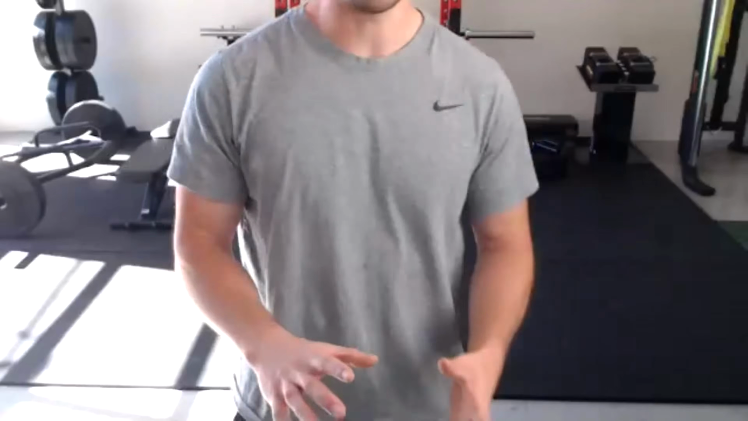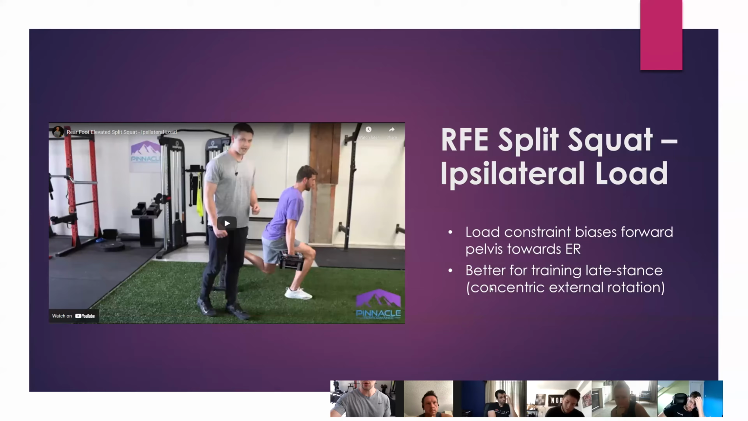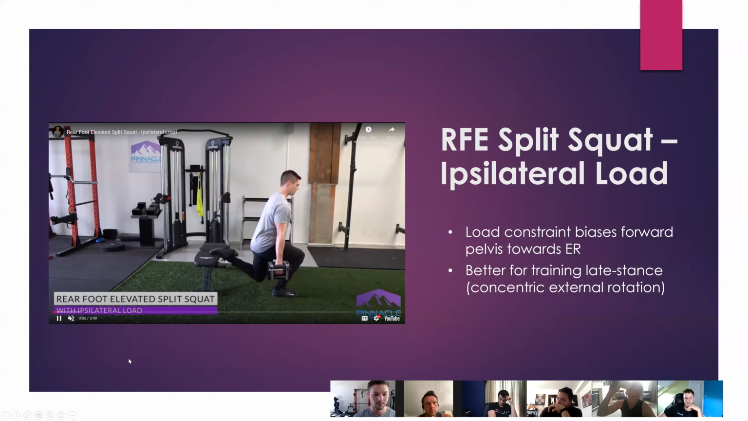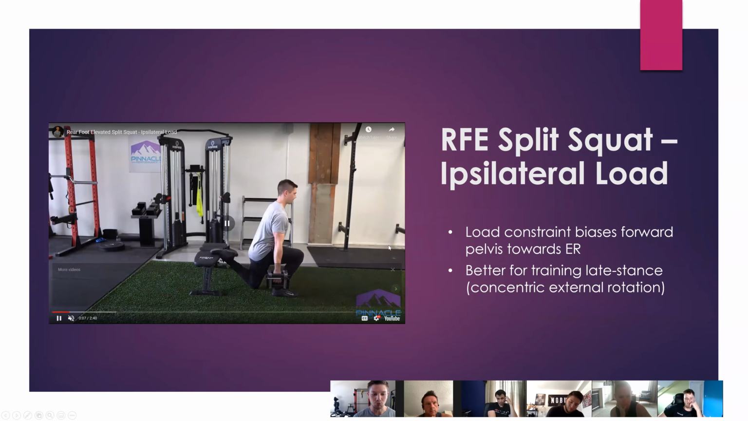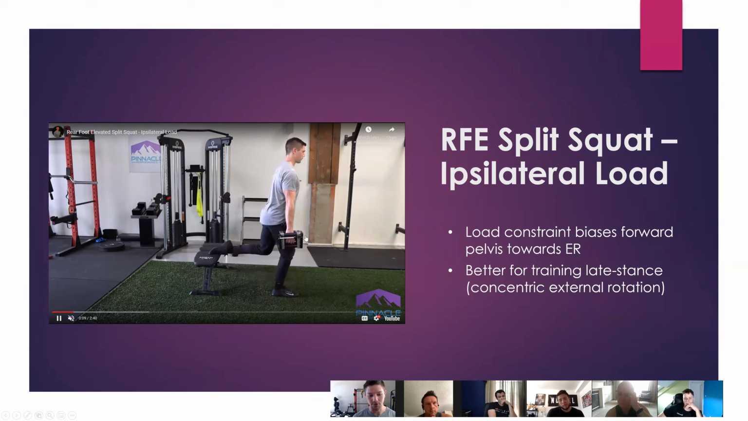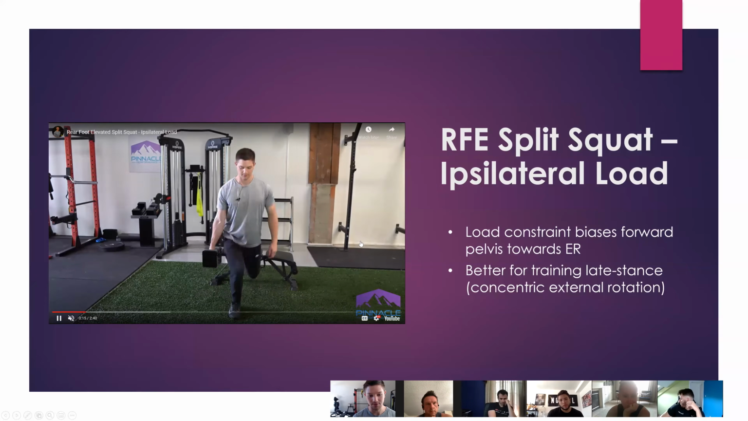So if we wanted to train more of that propulsive concentric external rotation, then a rear foot elevated split squat is a really good way to do that. You're going to get more propulsive activity here with an ipsilateral load. You're going to be driving even more of that. Look at that forward shin angle, driving out of that position right there. So here, if we're thinking about the arc model, we're getting more IR here. And then we're going to need to push out of it with our glutes and hip abductors to get back into external rotation.